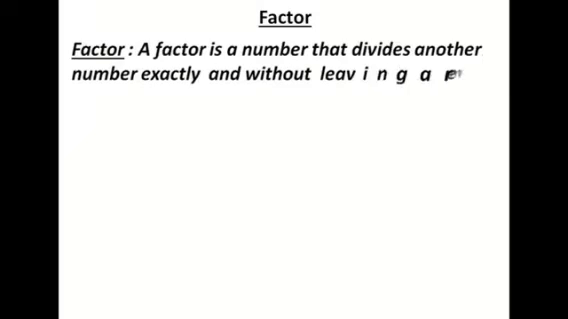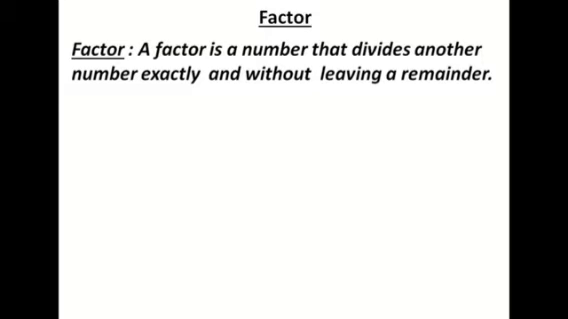A factor is a number that divides another number exactly and without leaving a remainder. Just for example, take one number, 6. Divide 6 by 2. So what will be the quotient? 3. Yes, and the remainder 0. So 2 is a factor of 6. If you want to divide 6 by 3, yes, you can do. That time the quotient will be 2 and the remainder 0. So 3 is also a factor of 6.